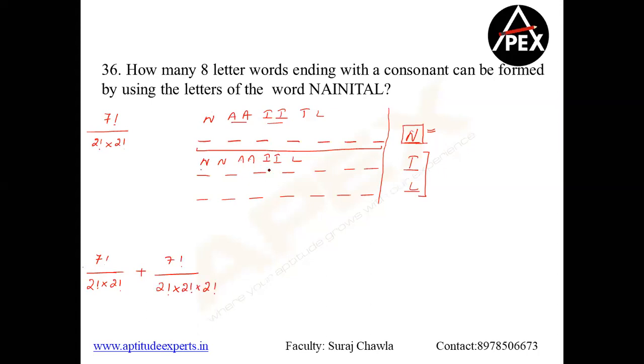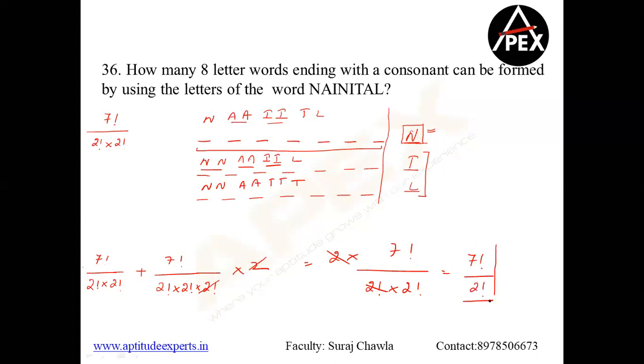For L, as I told you, group them in one category only. So even this will be arranged in the same number of ways, so I'm just multiplying this by 2. If I multiply this by 2, this gets cancelled, so I have 7 factorial by 2 factorial. This common part can be written as 2 times 7 factorial by 2 factorial into 2 factorial. So 2 and 2 get cancelled, and my final answer is going to be 7 factorial by 2 factorial. Clear?